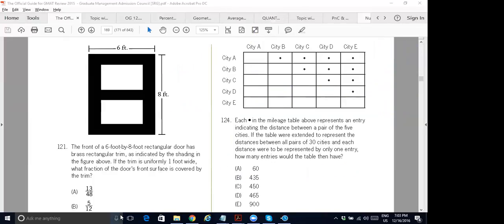So shall we stop here? Yep. And we will continue with sequences and we'll try to finish off with the entire number system in the next session. Okay. Fine.